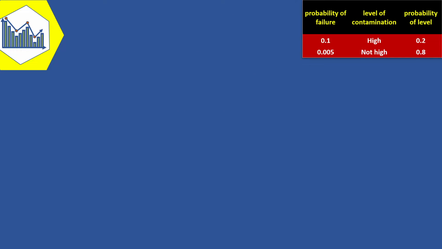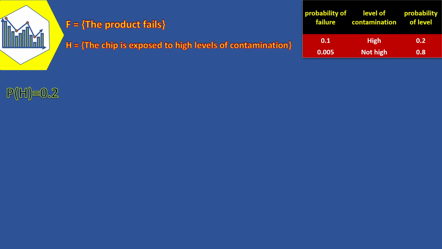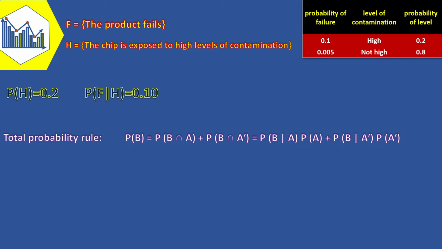Now, let F denote the event that the product fails, and let H denote the event that the chip is exposed to high levels of contamination. So, the probability of H equals 0.2, the probability of F given H equals 0.1, and based on the total probability rule that says for any events A and B, the probability of B equals the probability of the intersection of B and A plus the probability of the intersection of B and A prime, that is equal to the probability of B given A times the probability of A plus the probability of B given A prime times the probability of A prime.